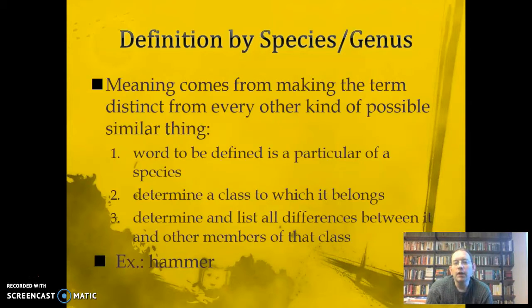Okay, so the first kind of definition, this is what you're going to be practicing in your assignment in the next couple of days. Going back to what we've just been talking about, species-genus relationships, is basically what you create. You create a genus, and you look at particular species or particulars of that class. Okay, so how you do that is the first step here.